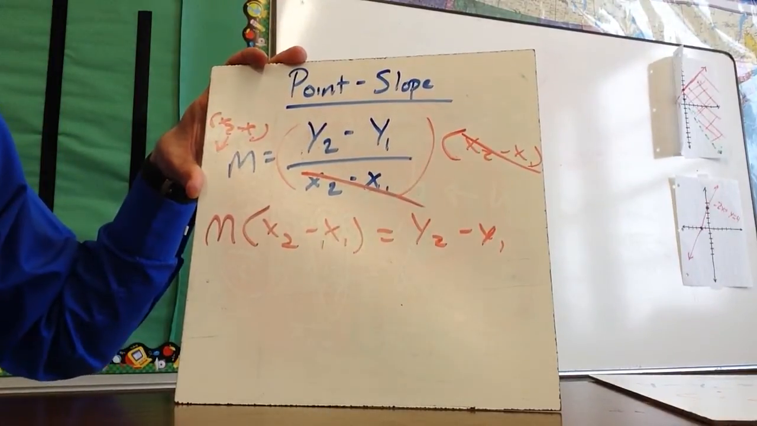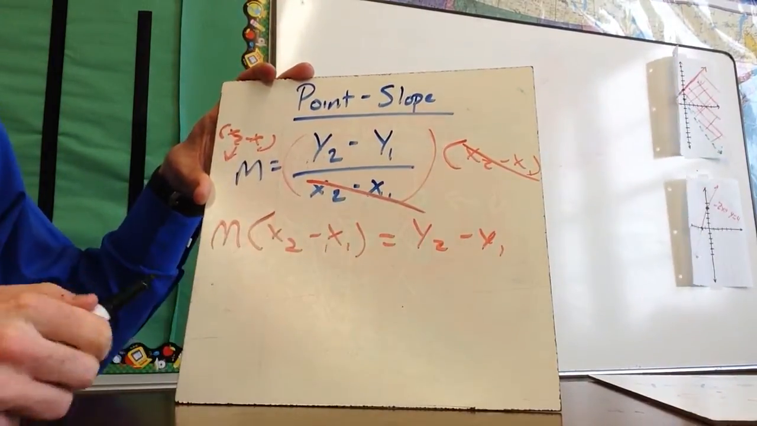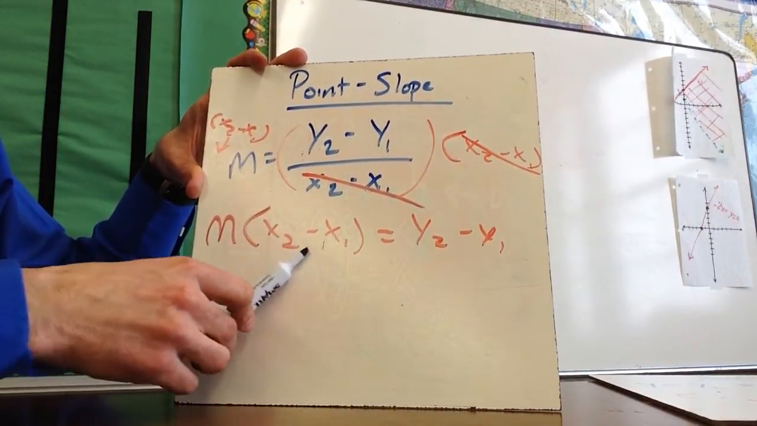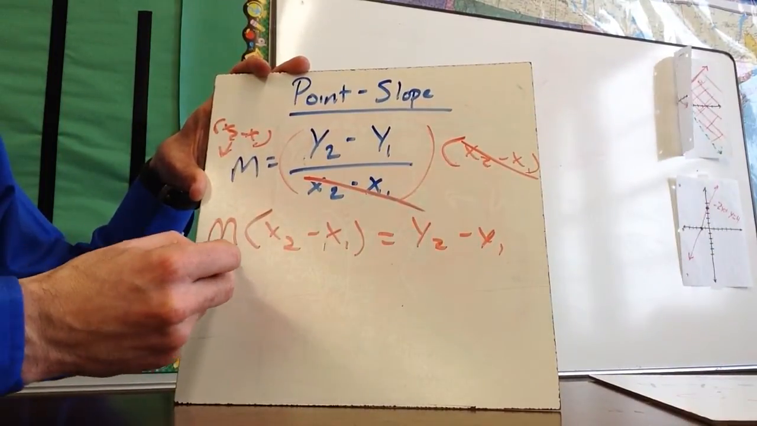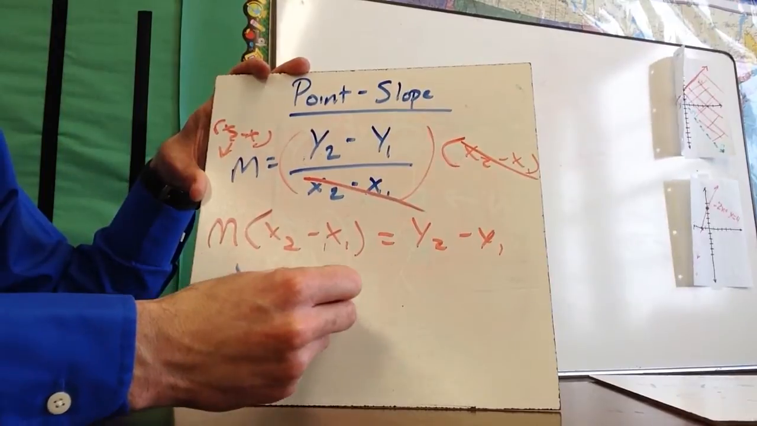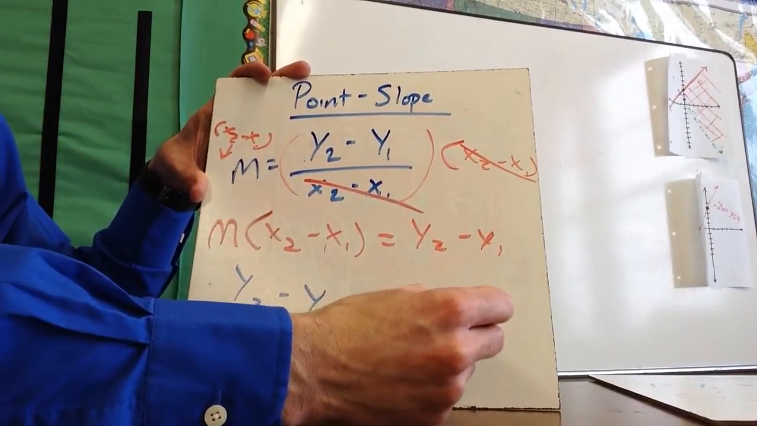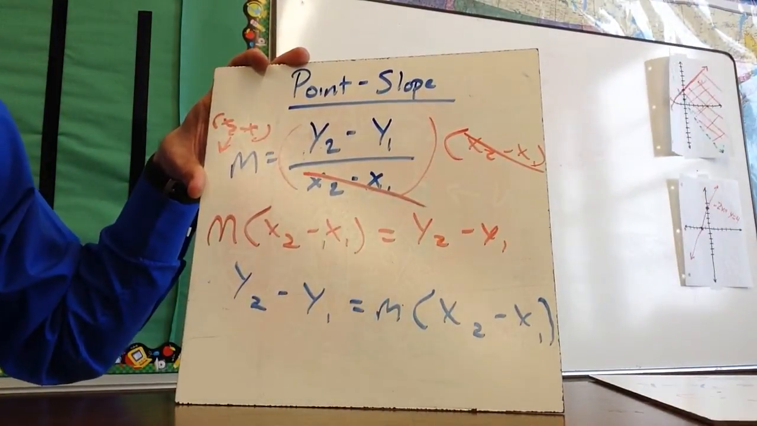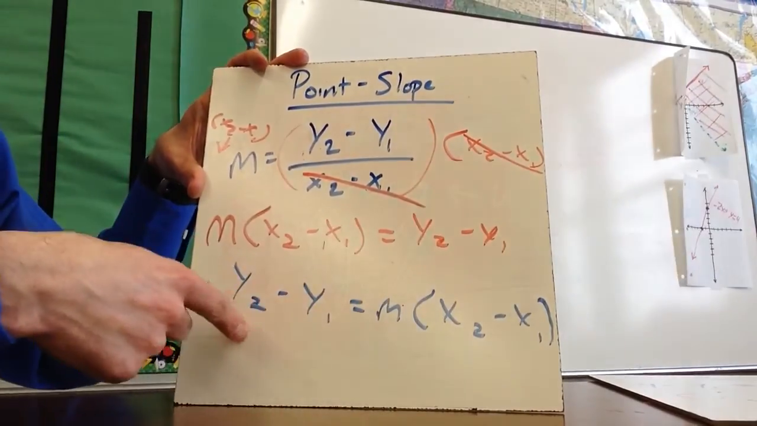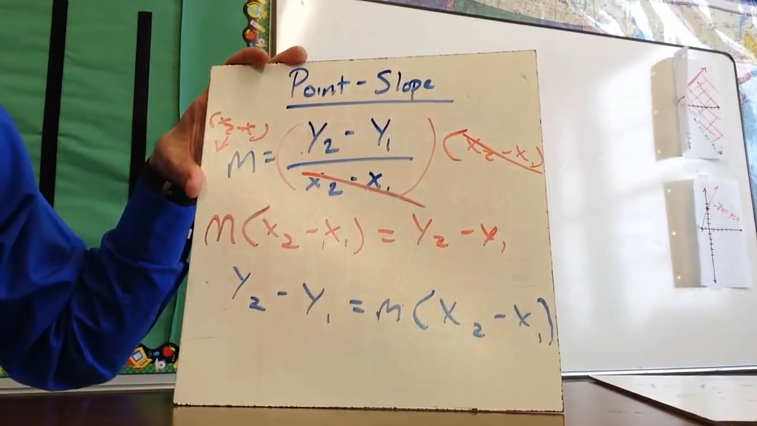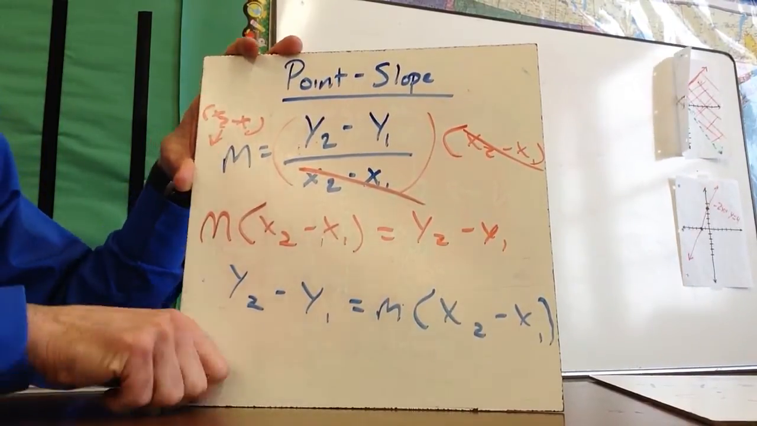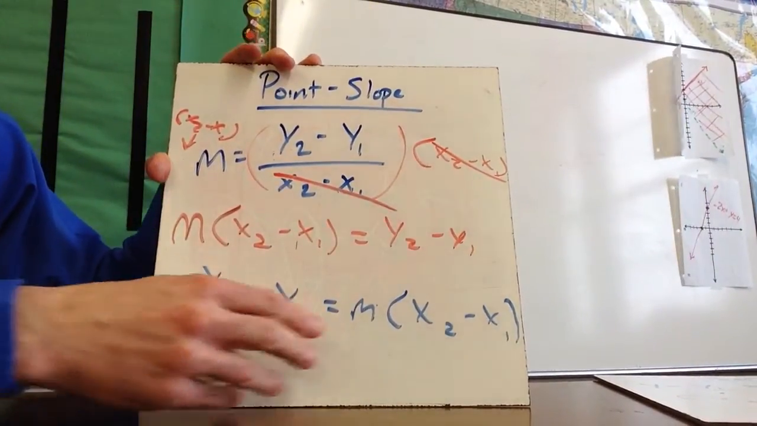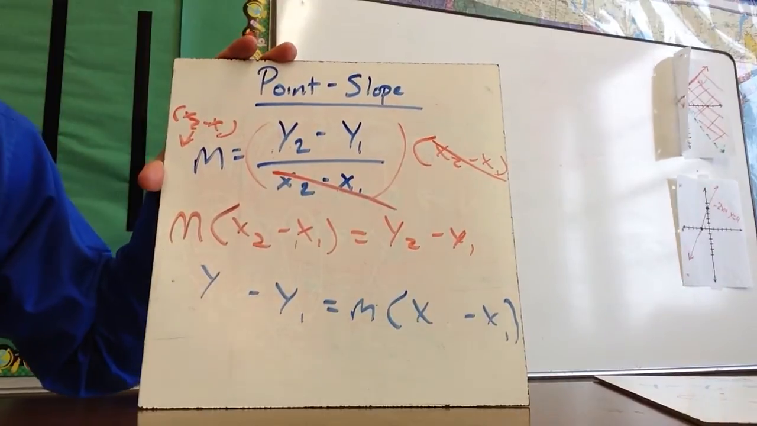Now I'm just going to use the property that allows me to flip sides. So instead of m times x2 minus x1 equals y2 minus y1, I'm going to write this as y2 minus y1 equals m times x2 minus x1. I just basically took this, put it on the left side, took this, and put it on the right side. I didn't really do anything other than that. And the only thing that's going to be different between this and the formula that we're talking about is I'm just going to erase that, and I'm going to erase that, and you now have point-slope form.